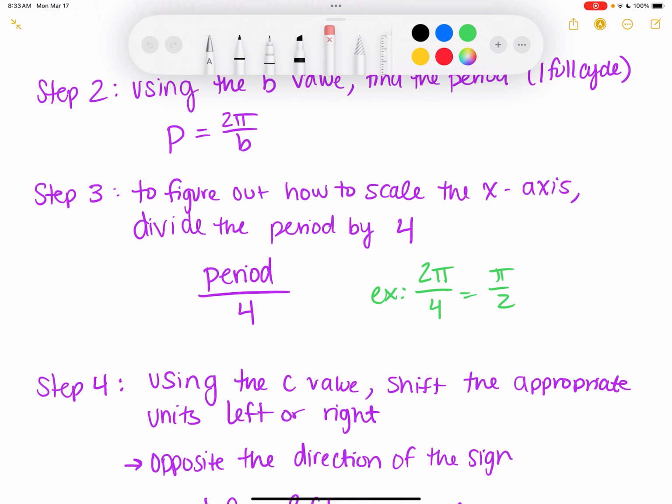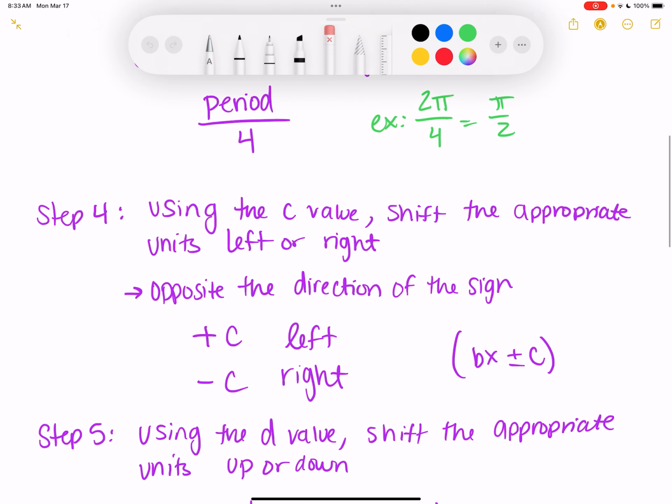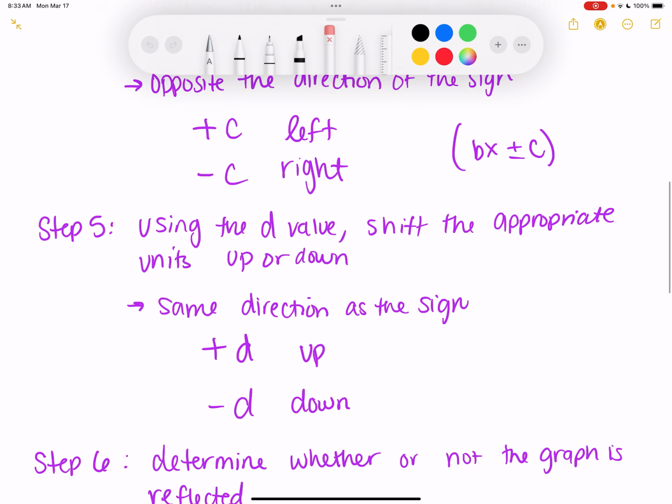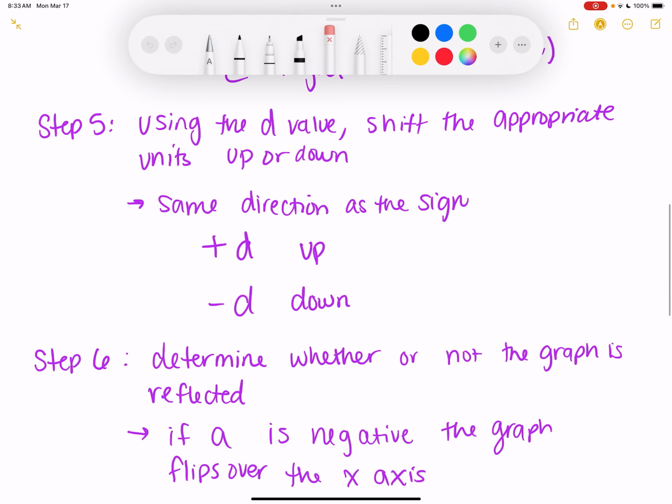The value inside the parentheses, where it's like plus or minus and then some number, that tells us if we're moving left or right, and it's opposite the direction of the sign. So if it's positive, we're going left. If it's negative, we're going to the right. And then outside the parentheses, where we had that plus or minus d value, that tells us if we're going up or down. And that goes the same direction as the sign. So positive is up, negative is down.